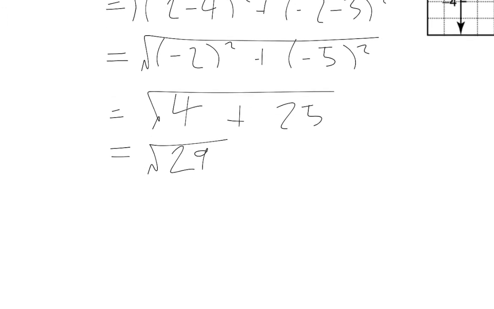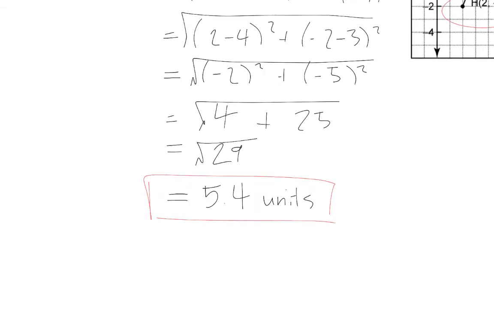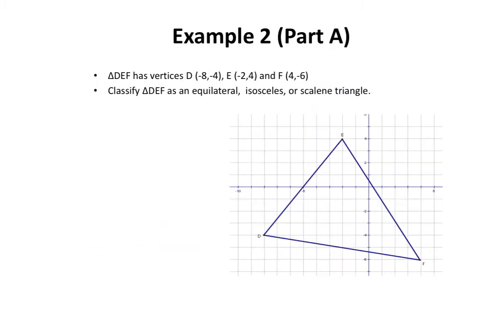If you throw that into your calculator, you're going to get a number. I'm going to round it to the nearest tenth, which would make it 5.4, and since there are no units specified, you can just say 5.4 units. And I'm going to put a box around my final answer. Therefore, the length of line segment GH is actually 5.4 units.